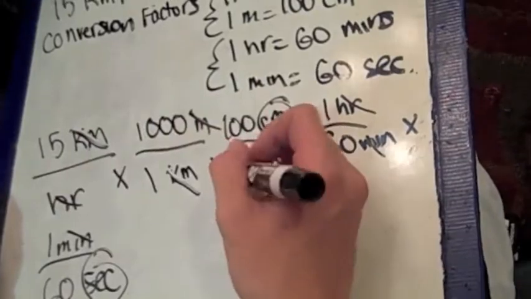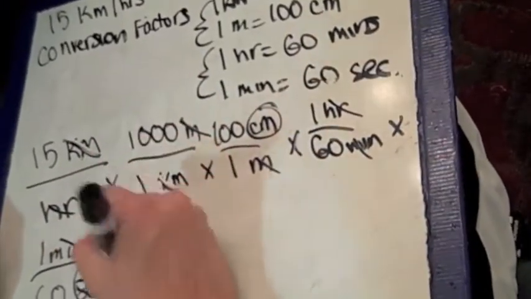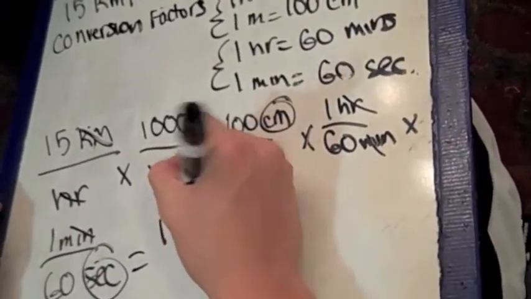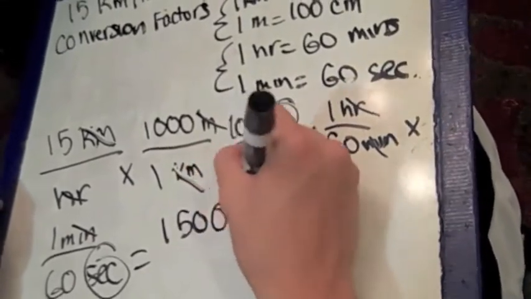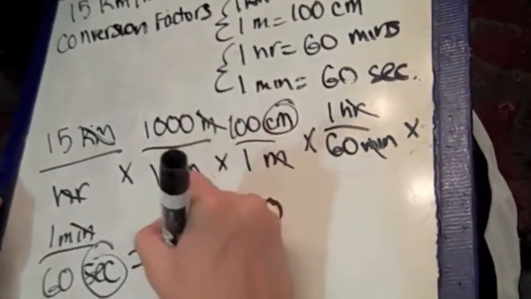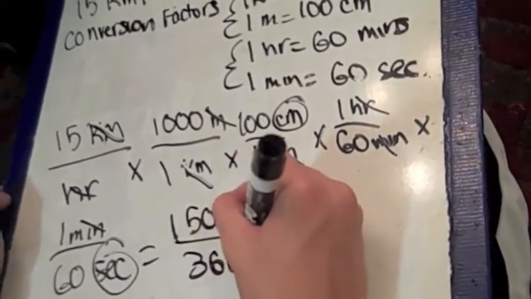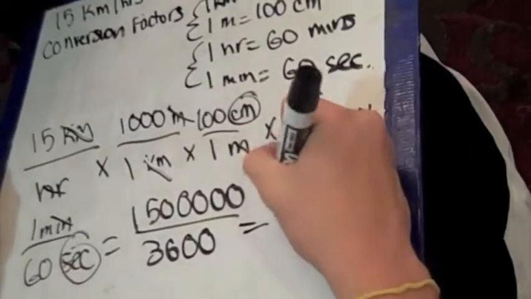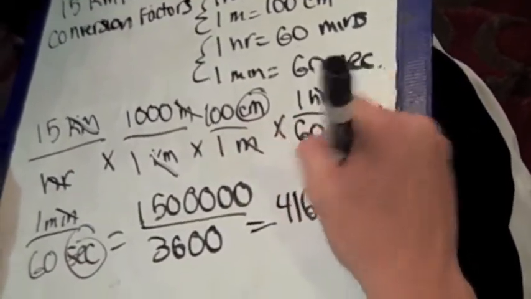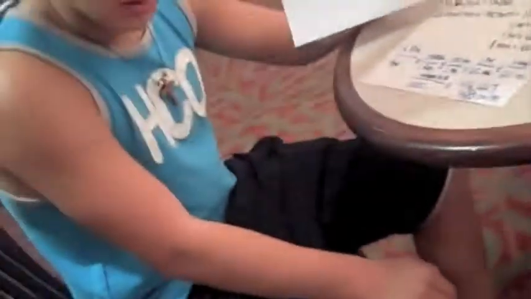So once you do all the math, it'll be 1,500,000 over 3,600. And with my amazing math skills, I know that that equals 416.667. Wow. But there's one step that I didn't include.